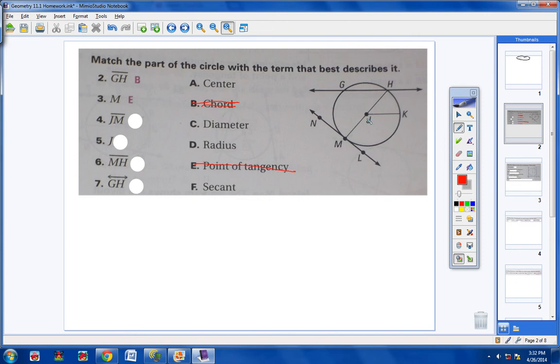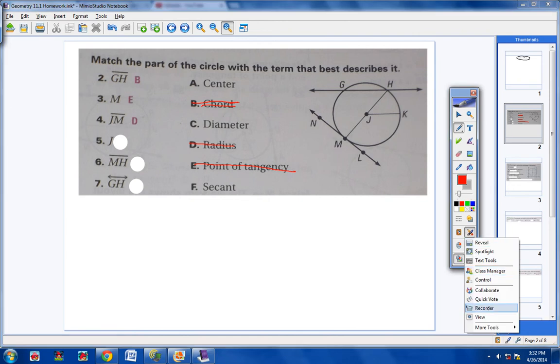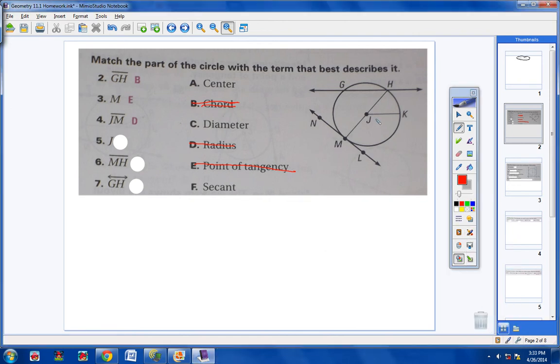Now JM, here's JM. Segment JM goes from here to here. We call that a radius, don't we, students? Isn't that called a radius? Sure it is. So segment JM is letter D, which of course is your radius. Now let's take a look at point J. Point J, of course, is at the center of the circle, so we call point J the center of the circle, and that would be letter A, the center.